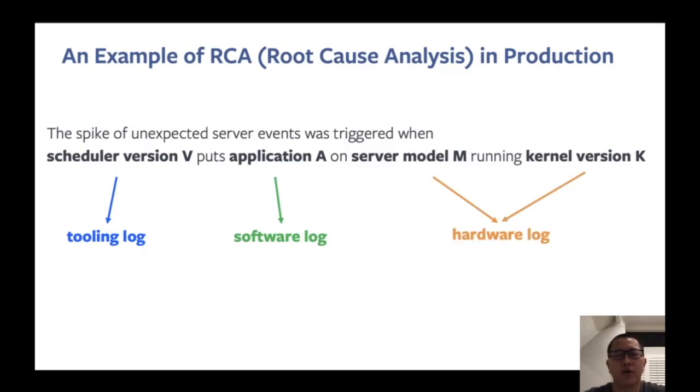Server model and kernel versions will be from the hardware log because they are part of the server configuration. And this type of logs, hardware, software, and tooling are really the 3 major logs that you can find in a production environment.